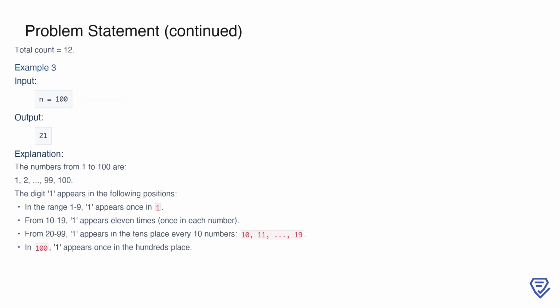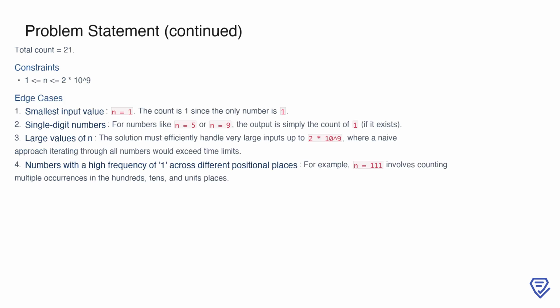For a larger example, let's take n equal to 100. Here, the range spans from 1 to 100, and we need to count all occurrences of 1. In the numbers 1 through 9, the digit 1 appears only in the number 1. From 10 to 19, 1 appears 11 times, once in each number. From 20 to 99, 1 appears in the tens place every 10 numbers, such as in 10, 11, and so on up to 19. Finally, in the number 100, 1 appears once in the hundreds place. Summing these, the total number of ones is 21. To summarize, the total count for n equals 100 is 21.